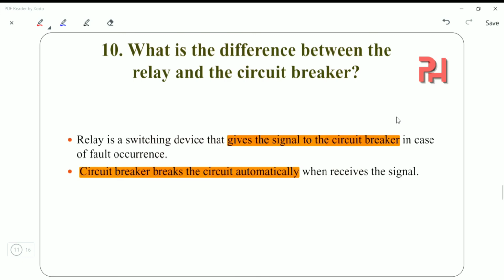Next is, what is the difference between relay and circuit breaker? Basically, a relay is a switching device which will give a signal to the circuit breaker whenever a fault occurs, whereas the circuit breaker will break the circuit automatically when it receives the signal from the relay.